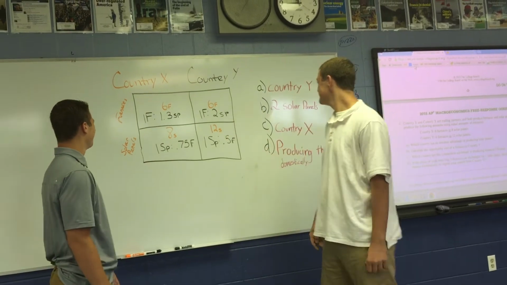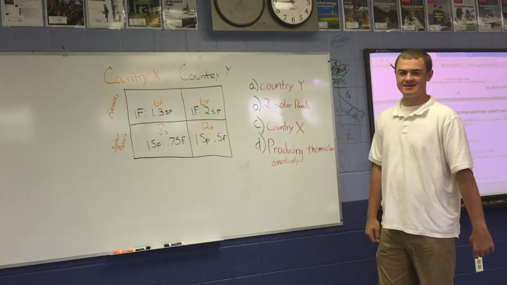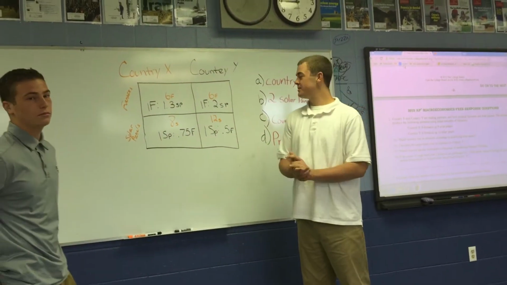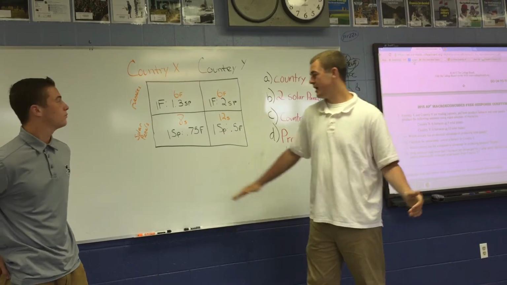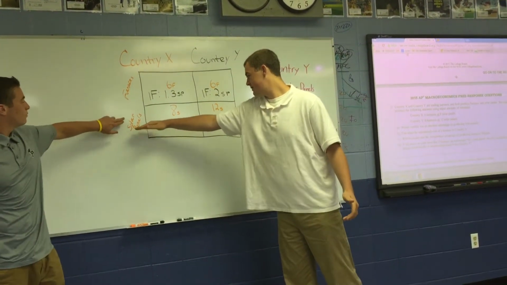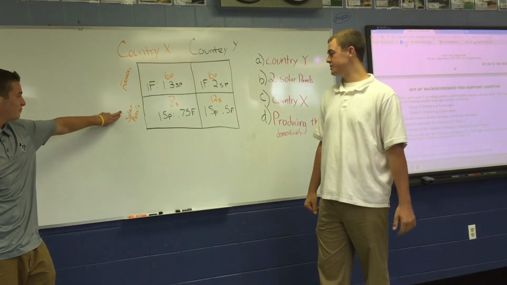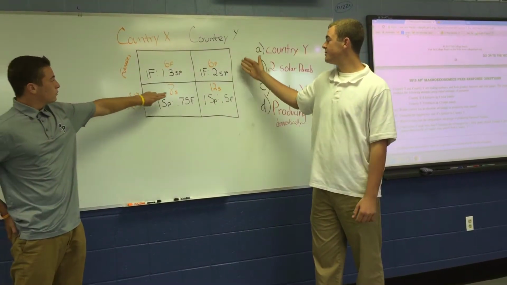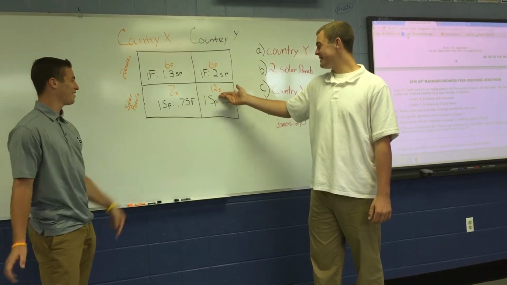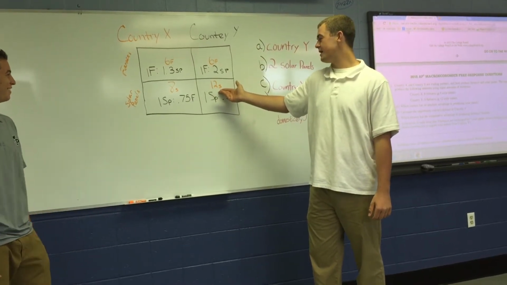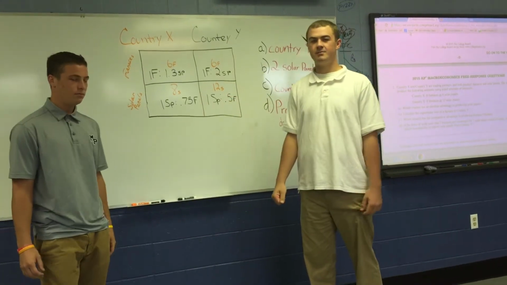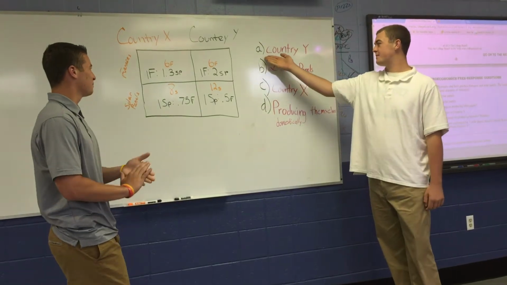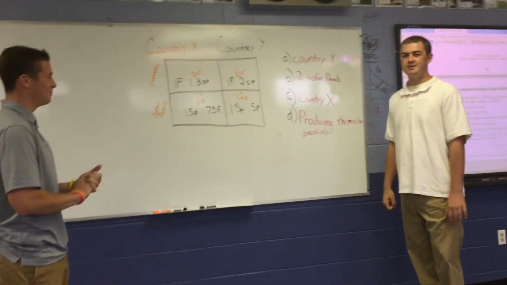Question A, which country has an absolute advantage in producing solar panels? For the absolute advantage in producing solar panels, we're going to look at the solar panel spot. This is that grid, and it's pretty simple. It's just which country can produce more with the fixed amount of resources they have, and it's clearly country Y because they have the ability to produce 12 solar panels compared to country X's 8 solar panels. So absolute advantage for producing solar panels is country Y. That's all you need to know.